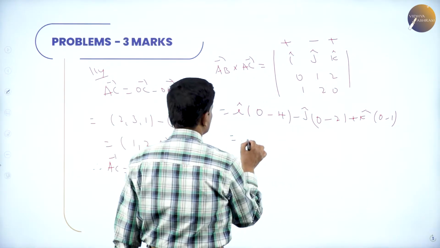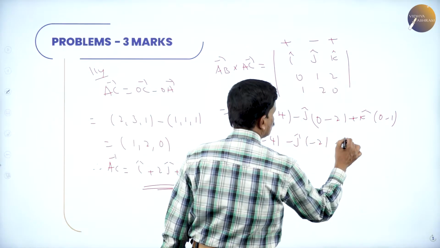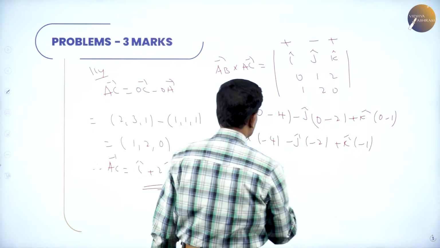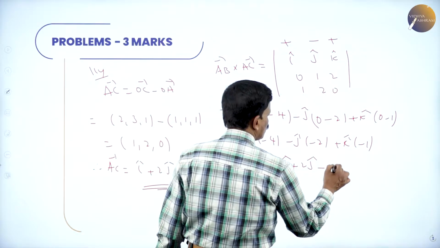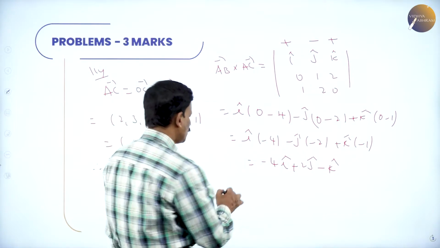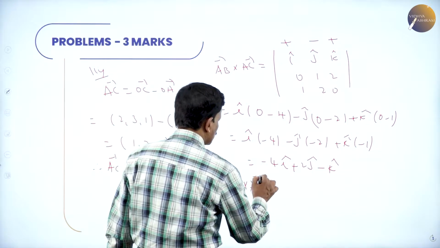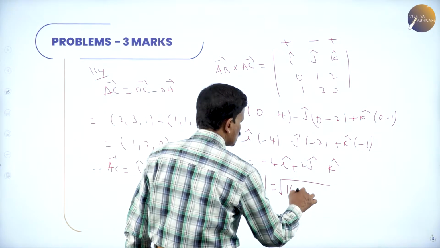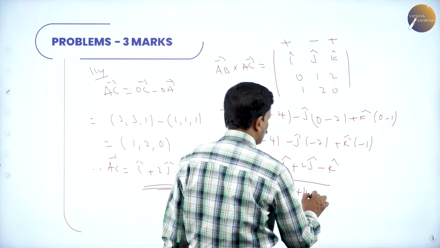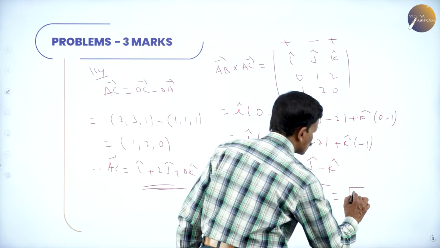So this is equal to i into minus 4, minus j into minus 2, plus k into minus 1. So this is minus 4i plus 2j minus k vector. Now find out the magnitude of this. Length of AB cross AC vector is equal to square root of minus 4 square is 16, plus 2 square is 4, plus 1 square is 1. 16 plus 4 is 20, plus 1 is 21.